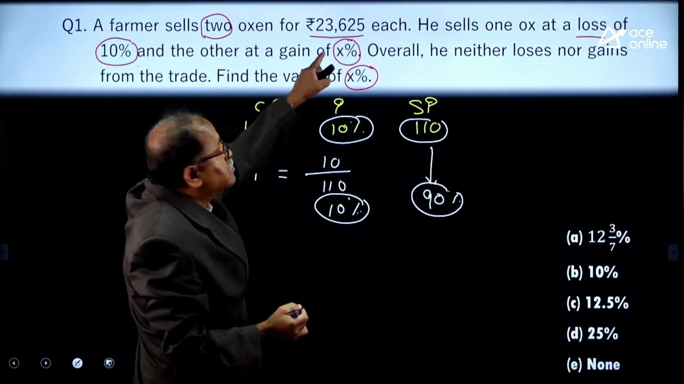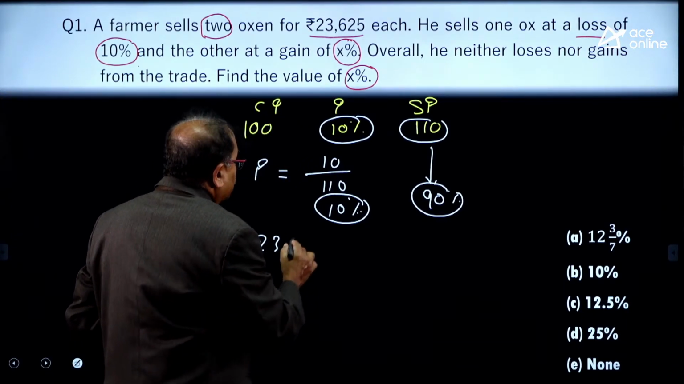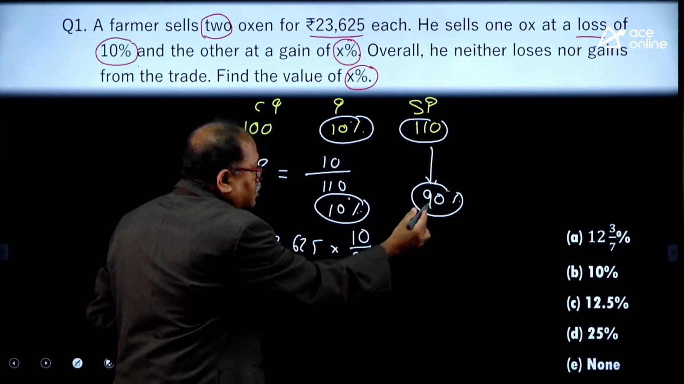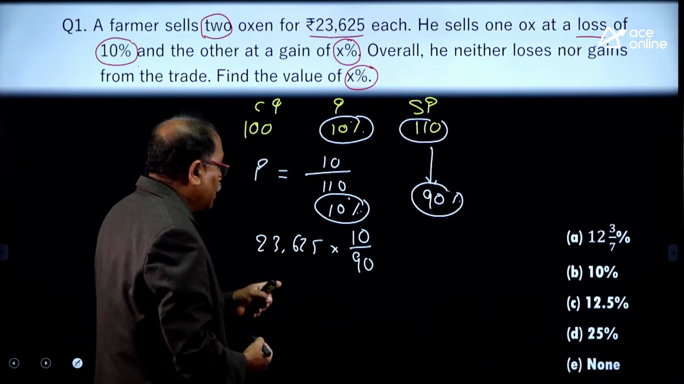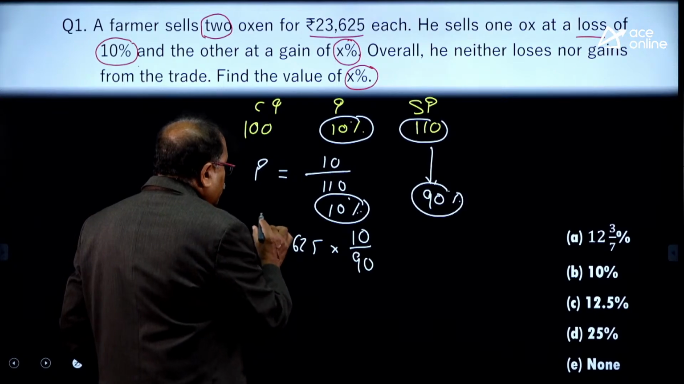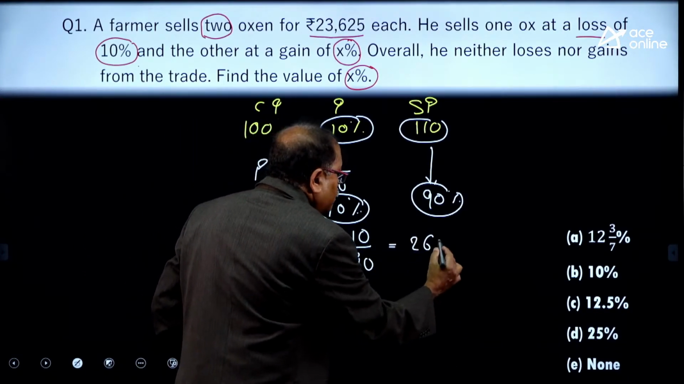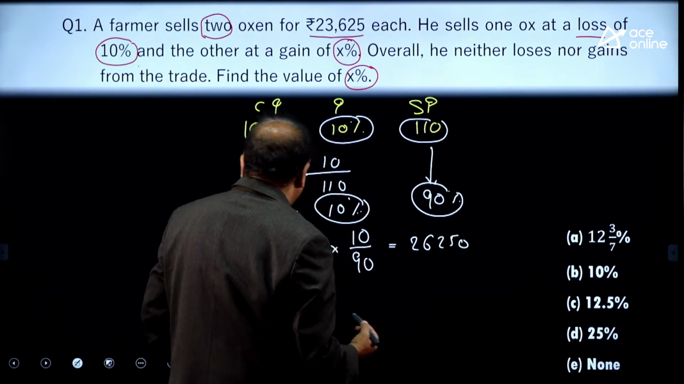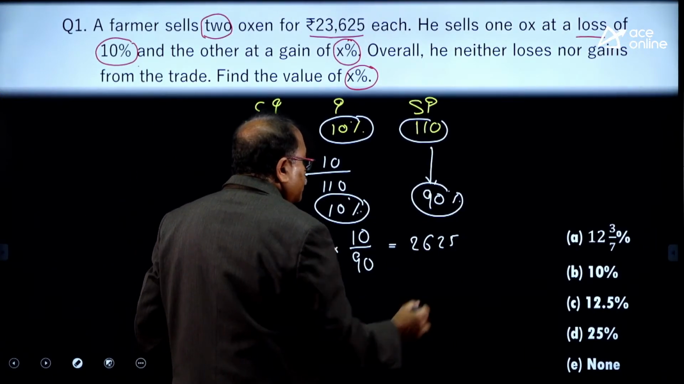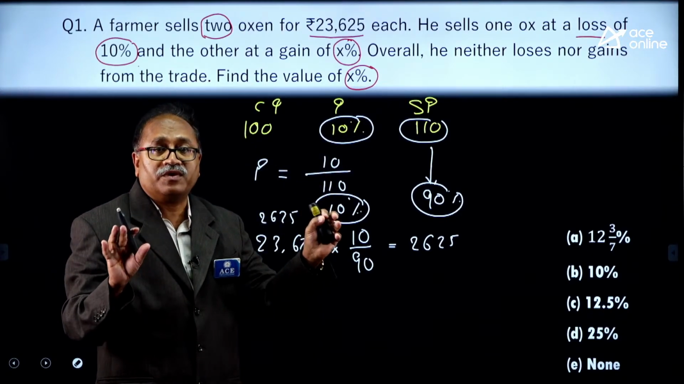So, what is the loss in the first case? And that comes 23,625 into 10 over 90, that is your loss. Cancel this and you can see that with 90 it is getting cancelled, 2625. So, that is 2625 into 10, that comes 26,250. Now, the 0 gets cancelled and you will be getting 2625 here. This is the loss and the loss must be equal to profit, then only there is no profit, no loss.